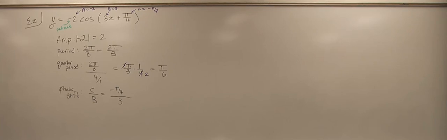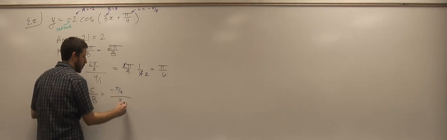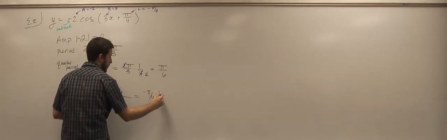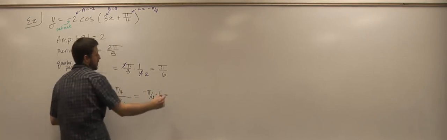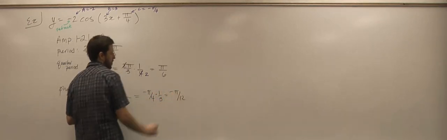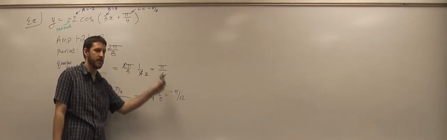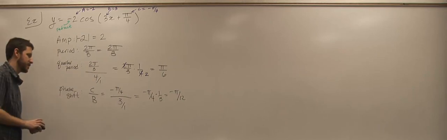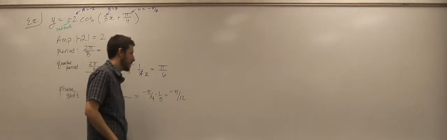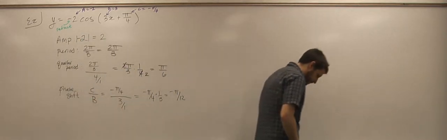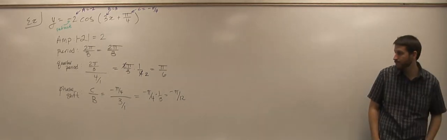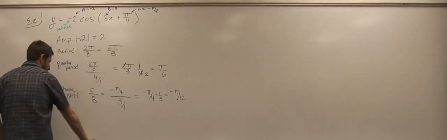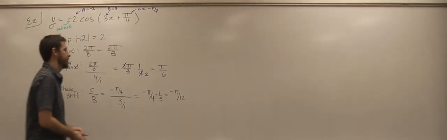Flip and multiply. This is 3 over 1. This becomes negative pi over 4 times 1 over 3. Negative pi over 4. So you see, these are not equal this time. There's no reason that the phase shift and the quarter period have to be. It actually makes your life a little bit more difficult than not. We've got to glue this all together onto a passable graph.